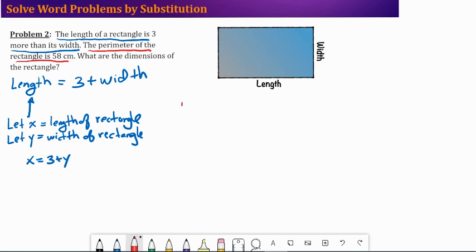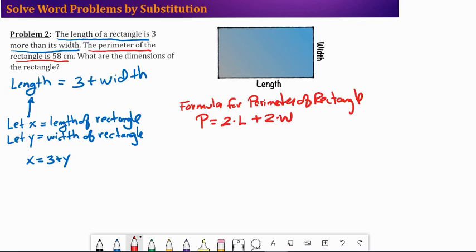So the formula for perimeter is equal to 2 times the length plus 2 times the width. So since for us the length is x, we're going to say the perimeter is 2x and the width is y, so 2x plus 2y. And we know that the perimeter is 58 centimeters, so we will write 58 is equal to 2x plus 2y.